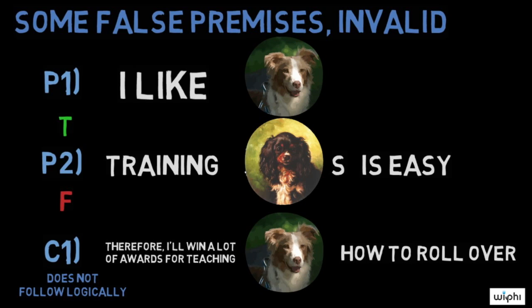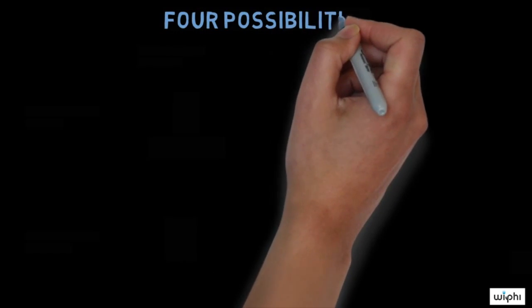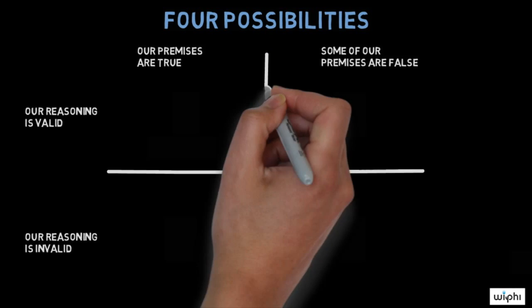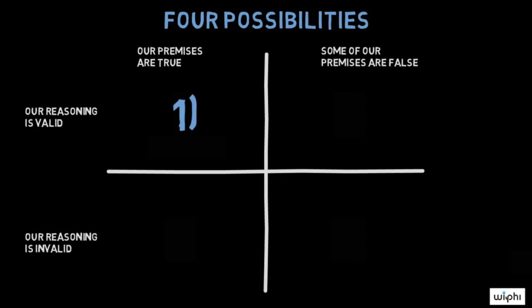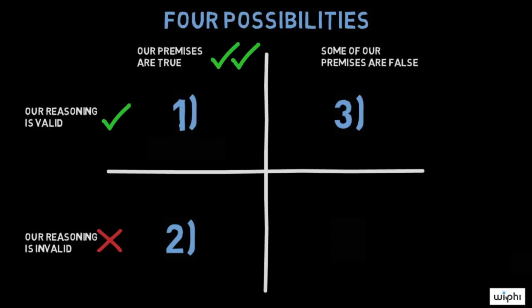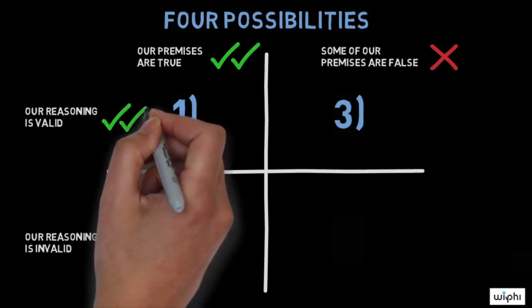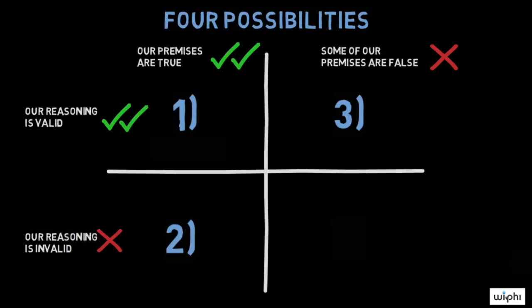You have probably already noticed that truth and falsity, as well as validity and invalidity, can appear in various combinations in an argument, giving rise to 4 possibilities. Let's take a moment to review them together. Possibility 1. We may have our facts right, our premises are true, and we may use them properly. Our reasoning is valid. Possibility 2. We may have our facts right, our premises are true, and we may use them improperly. Our reasoning is invalid. Possibility 3. We may have our facts wrong, some of our premises are false, and we may use them properly. Our reasoning is valid.